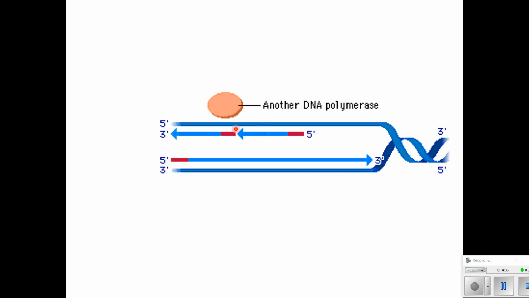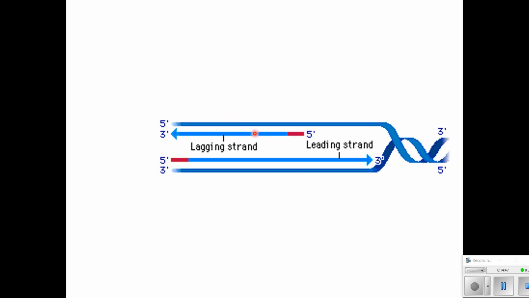Eventually, these RNA primers have to be removed. So polymerase will remove them and add more nucleotides. And then an enzyme called ligase seals and bonds all those fragments together. In the end, the leading strand and the lagging strand should not look different from one another. It is only different in how they are made.